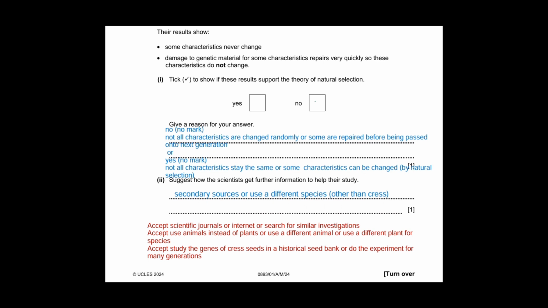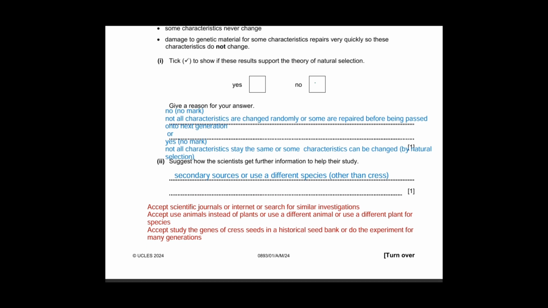If you consider the fact that characteristics can change randomly, of course it's possible, and then the changed ones are passed from generation to generation. That can happen by mutation. That's what we call mutation. But if you consider the fact that characteristics stay the same, and it's natural selection and doesn't change and it's passed on to the next generation, it can be a yes. So please take note of that. Any of the answers will be right, and that is it.